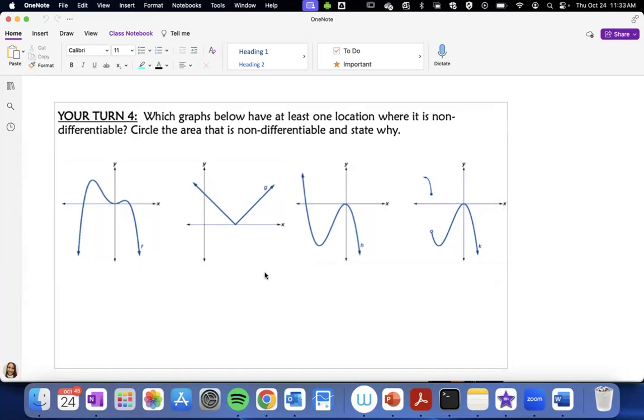All right, for the first one, is it differentiable everywhere or no? For the first one, yes, there's no values. The second one, yeah, sharp point. Third one, no, this is good. Fourth one, yeah, the jump.